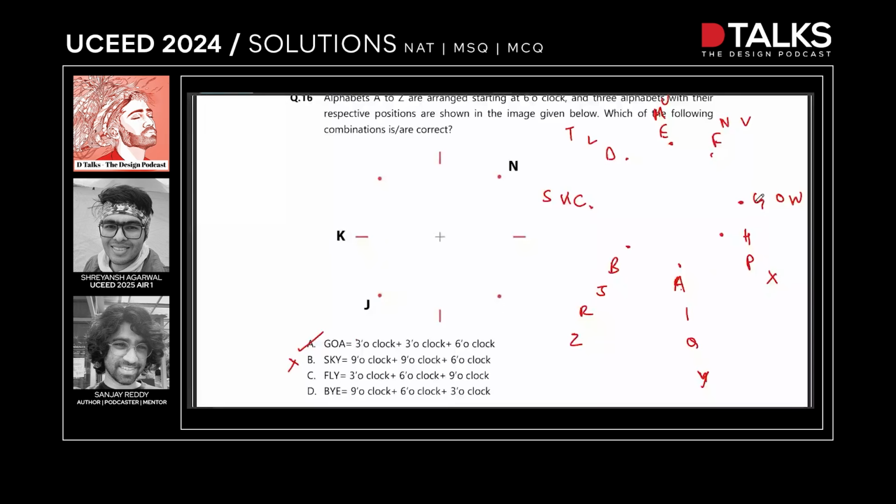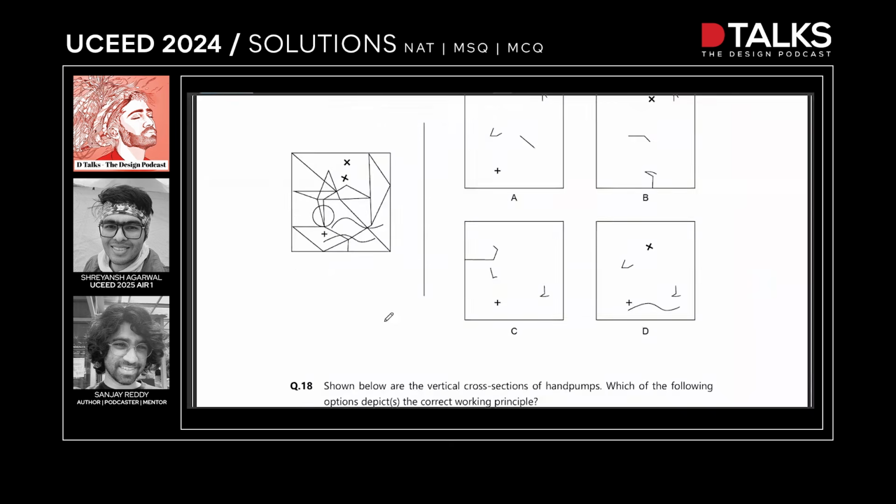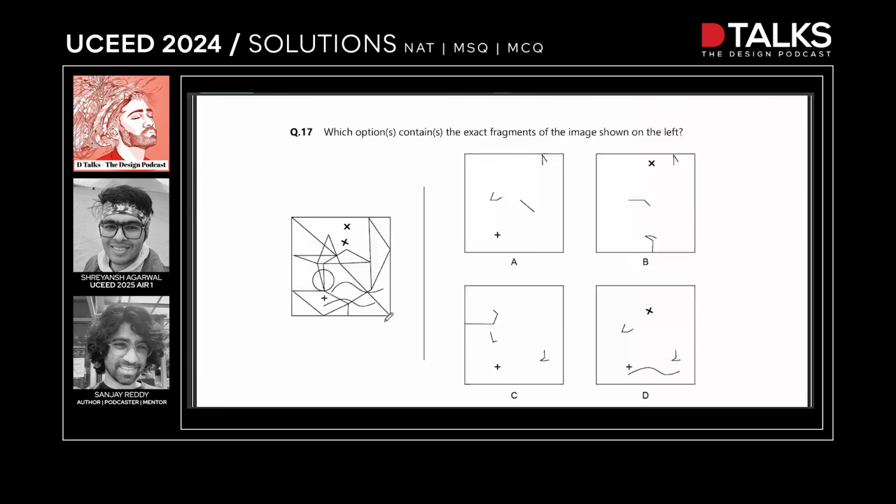Fly: 3 o'clock does not have F. Nine: 6 o'clock does have Y, no? Oh wait, I looked at it wrong in Sky. I read it as X, I read X. I am so sorry. Okay. Right. So 9 has S and K, and then 6 o'clock has Y. By: 9 o'clock does not have Y. So does not have B. So the answer is going to be A and B. A and B, is it? Yeah, that's the answer, A and B. Correct.